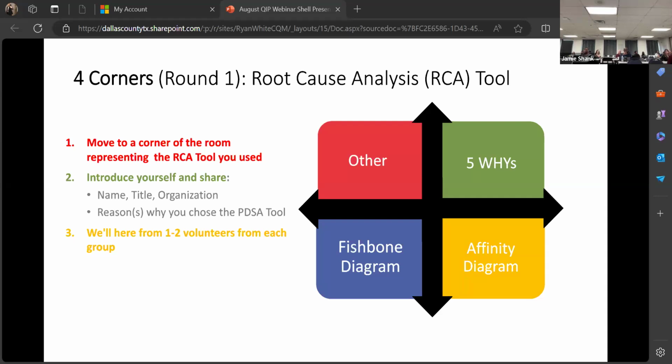Again, we have the PDSA tools: the 5 Whys here, the affinity diagram there, the fishbone diagram, and if you use another tool, then you'll come here. Got it? We have about 3 minutes for you to talk about it and summarize what everyone is sharing. We'll come up here for about a minute, and that will be the end of that. Cool. All right. Please break into groups, and we'll see you back in 3 minutes. Again, 5 Whys, affinity diagram, fishbone, and other.